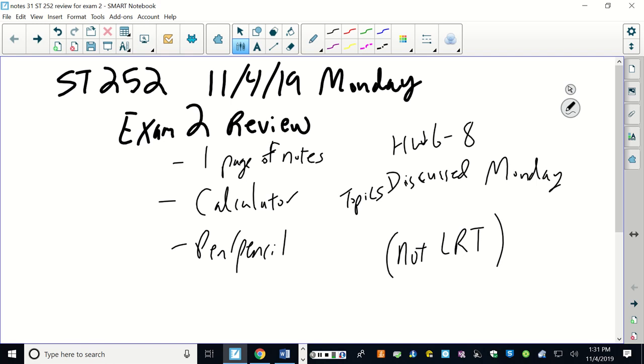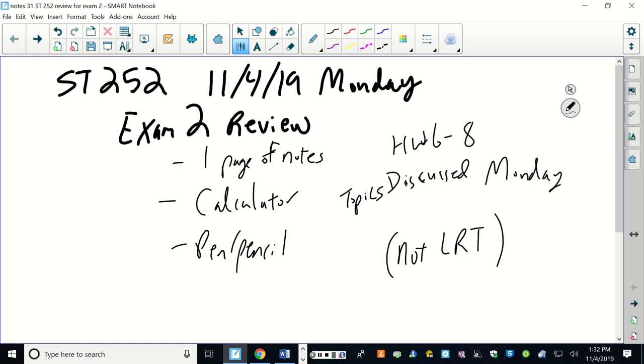Have a calculator for some calculations. Pen or pencil is fine. And we're looking at homework 6 through 8. Homework 5 was on Fisher information. It was kind of an elaboration of likelihood things that we're going to come back to. But really the 6 through 8. Monday we discussed some topics that are on there, so that's the guide I'll look at. Nothing on likelihood ratio test. We'll revisit that on Friday after the exam and see a little bit more how that goes. But those are the topics. Any questions to start out with?